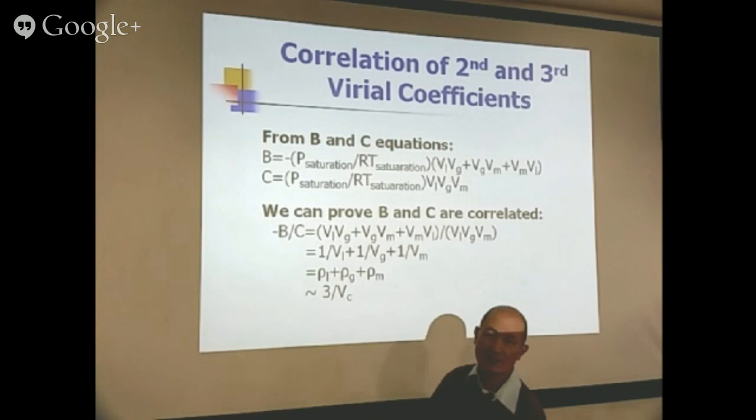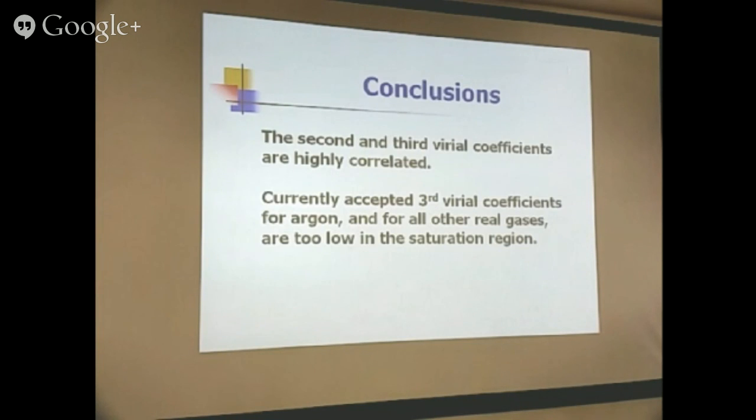So this kind of proved the correlation of the second and third coefficients. So my conclusion: the second and third Virial coefficients are highly correlated. And the currently accepted third Virial coefficients for argon and for other real gases are too low in the saturation region. Now, this does not mean that they are not valid, because they are valid only in the backdrop of a fully expanded Virial equation.